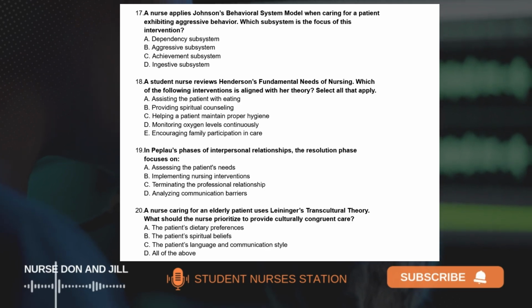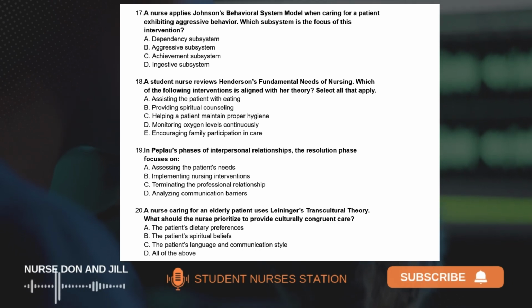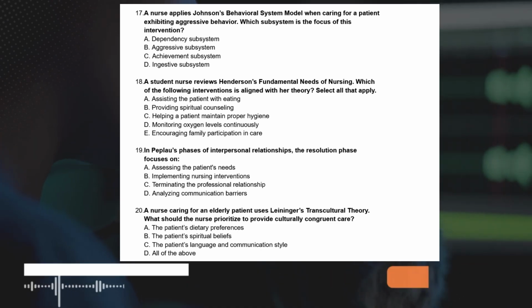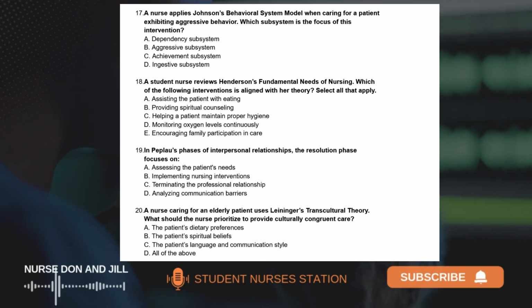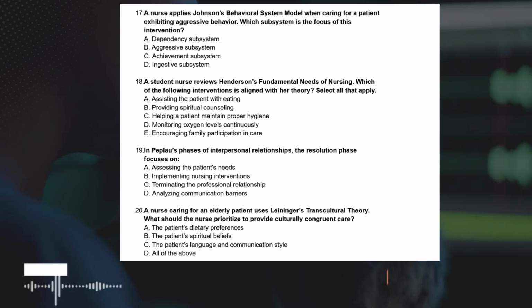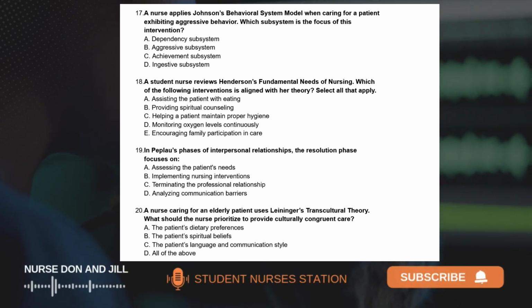Exactly. All right, Nurse Dawn, ready for question 18? You bet. I'm feeling like a nursing theory pro now. Okay, this one says, a student nurse reviews Henderson's fundamental needs of nursing. Which of the following interventions are aligned with her theory? Now, this one asks us to choose all the actions that reflect Henderson's idea of meeting those 14 basic human needs. All right, so I'm thinking about things like breathing, eating, sleeping, going to the bathroom, staying warm.